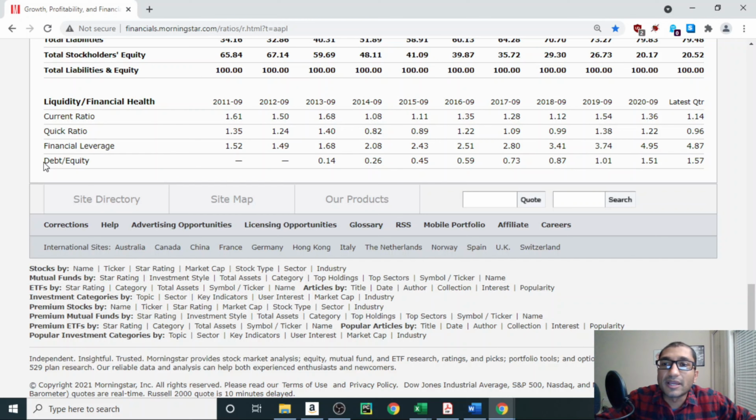Finally, looking at the debt to equity ratio, this ratio compares the company's total debt to its shareholders' equity. Ideally, we want the debt to equity ratio to be less than 1.0. Back in 2013, the debt to equity was at 0.14, and for the latest quarter, it's at 1.57. When we look at the financial leverage and debt to equity ratio, we can see that Apple is a lot more leveraged now than it was 10 years ago. When we compare Apple's financial health and liquidity ratios to its competitor Microsoft, we can see that for the latest quarter, Microsoft has better financial health and liquidity ratios than Apple.